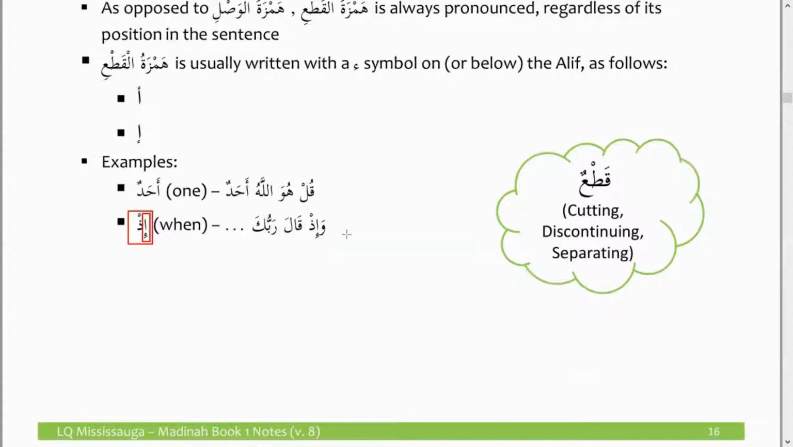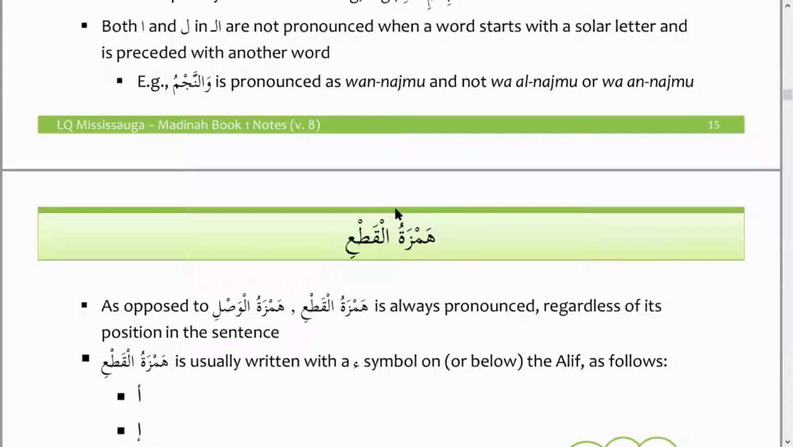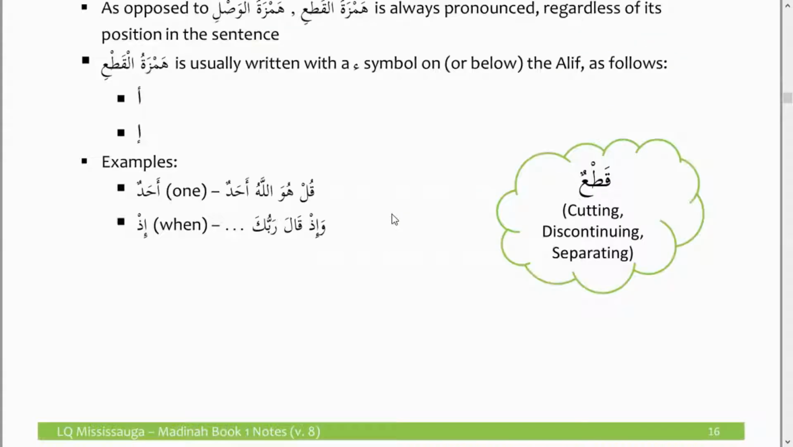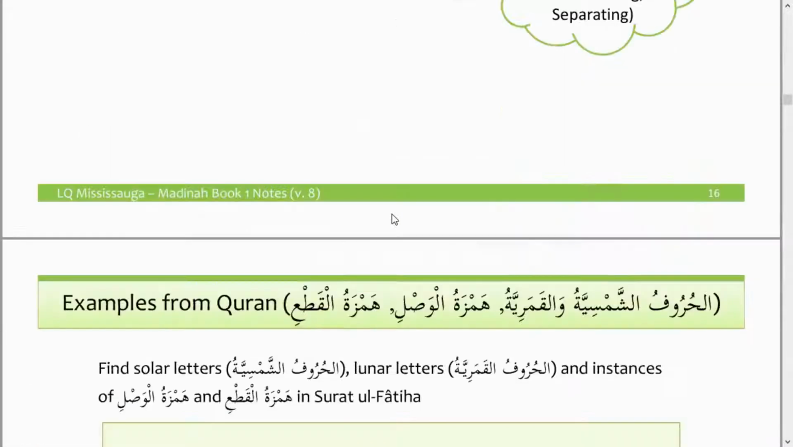Wa iz qala. We won't jump it. We won't say Wad qala. Wa iz qala rabbuka. So Qat'un means cutting, because you're cutting the sound, stopping in between, discontinuing and separating the sound. وَإِذْ قَالَ رَبُّكَ, when your Lord said. Inshallah. So these are the two, Hamzatul Wasl and Hamzatul Qata. Whenever you find a Hamza, you should try to identify it as Hamzatul Wasl or Qata.